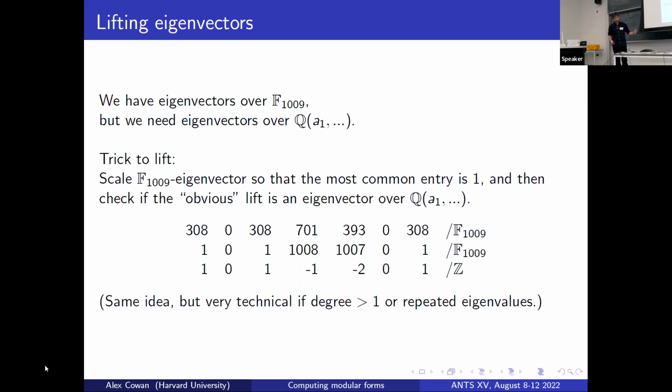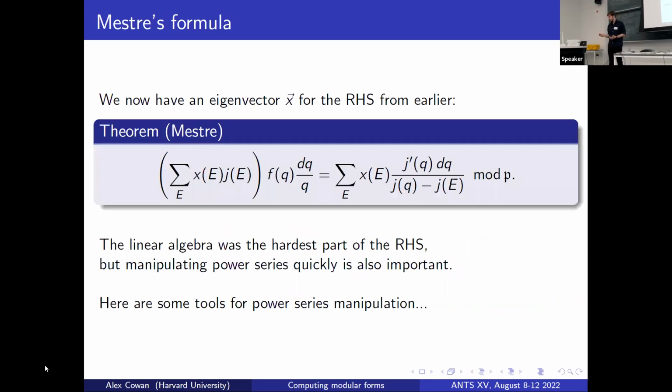So okay, we do this, and we've got our eigenvector x of the supersingularized Hodgkin graph adjacency matrix. And that was definitely the hardest part of computing this right-hand side. And so we're more or less home free at this point. We just need to deal with these power series. This J is the modular J function. And we need to deal with the sum over the supersingular elliptic curves. But the hardest part is definitely behind us.